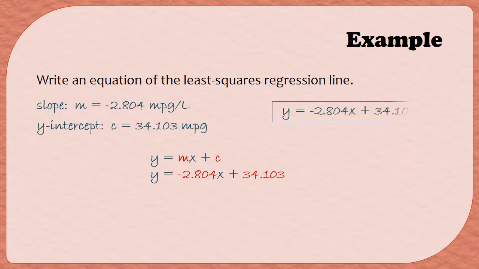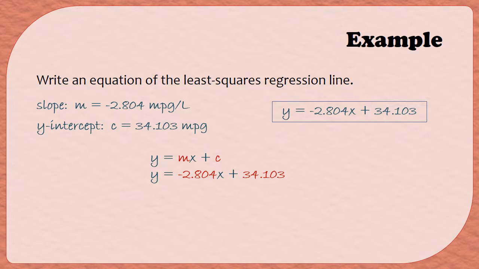So that's my answer, and I'm going to box it in. Now be very careful when you are asked to state an equation of the least squares regression line. Your answer doesn't really look like an answer. It's a formula. So whenever you see that phrase, write an equation, your answer should be an equation. It shouldn't just be a single number.